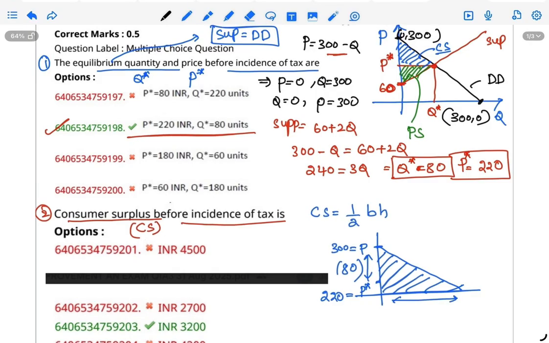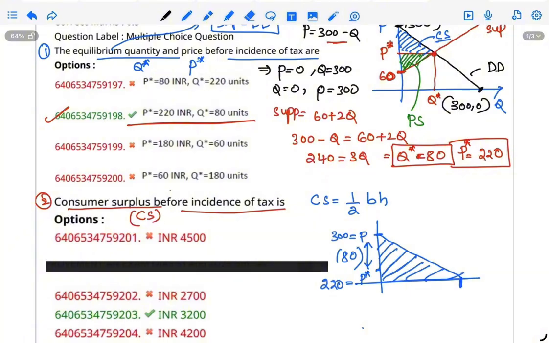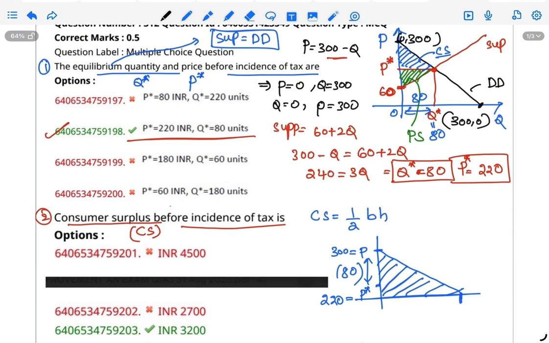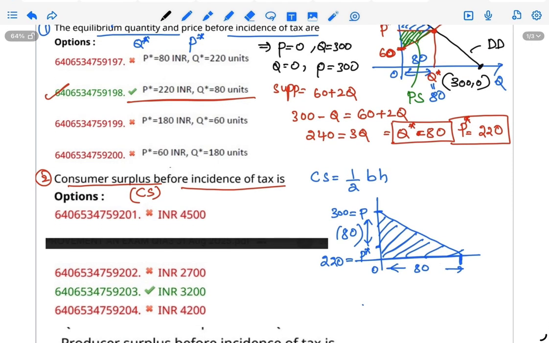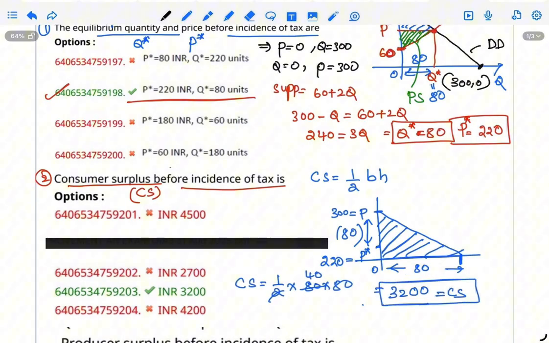And this is Q star equals 80, from 0 to 80, so this distance is also 80. So consumer surplus CS equals half times 80 times 80, which is 40 times 80, 3200. The consumer surplus is 3200, so the answer is option C.